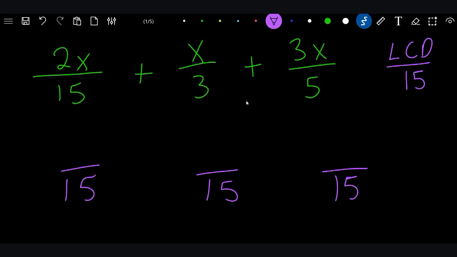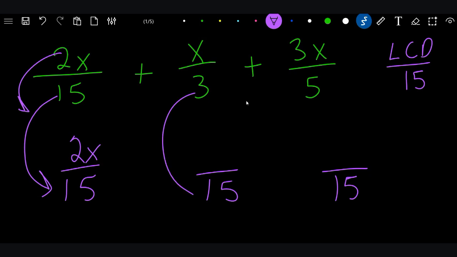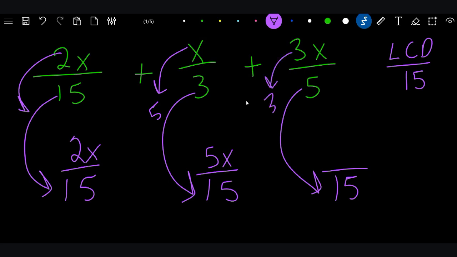How do we do that? Well, we say, what does it take for 15 to get to 15? Well, multiply by 1 or identity. So on this one, we just do the same thing. Multiply by 1, 2x. Nothing changes in that one. 3 times what equals 15? Well, 3 times 5 equals 15. So x times 5 equals 5x. 5 times what equals 15? 5 times 3. 3x times 3 equals 9x. Now, that's all what we did in last lesson.